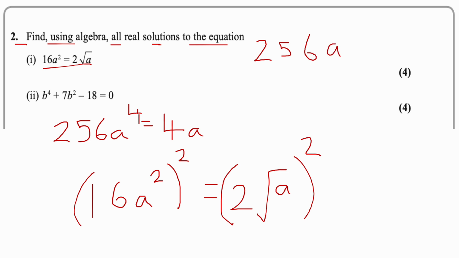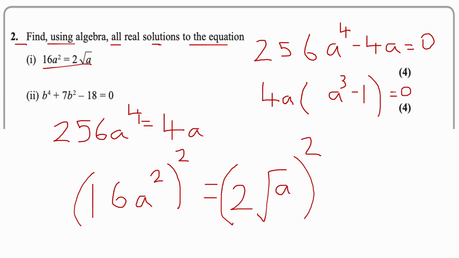of 4 minus 4a is equal to 0. So we have a quartic equation. Now factorizing it, so taking out the biggest common factor, I'm going to have 4a here, and then in brackets, I'm going to have something times a cubed, and then take away the 1, brackets closed, is equal to 0. So 256 divided by 4, sorry.